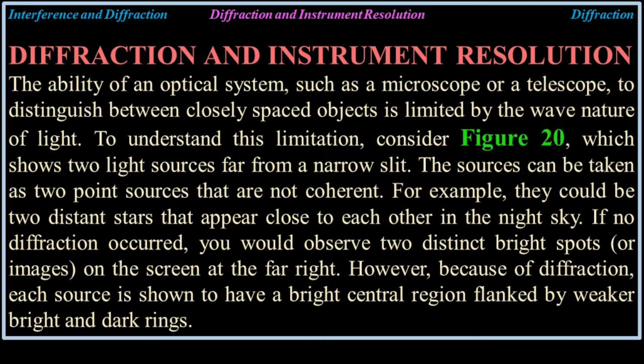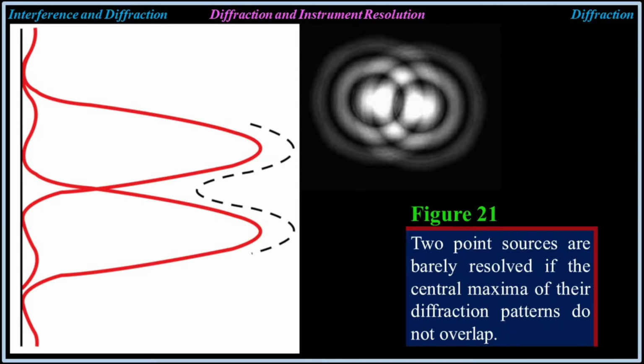If no diffraction occurred, you would observe two distinct bright spots or images on the screen at the far right. However, because of diffraction, each source is shown to have a bright central region flanked by weaker bright and dark rings. Figure 21, two point sources are barely resolved if the central maxima of their diffraction patterns do not overlap.